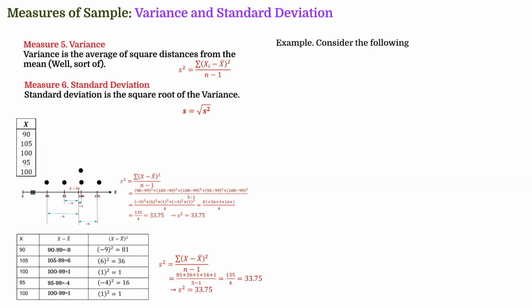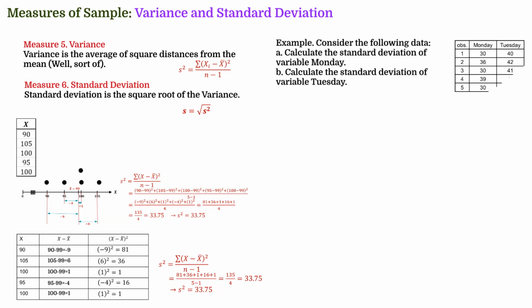To calculate standard deviation, we need to calculate variance first. Here's the example for that. Consider the following data. Calculate standard deviation of variable Monday. Also calculate standard deviation of variable Tuesday. Here's the data. This is the coffee shop data we used before.